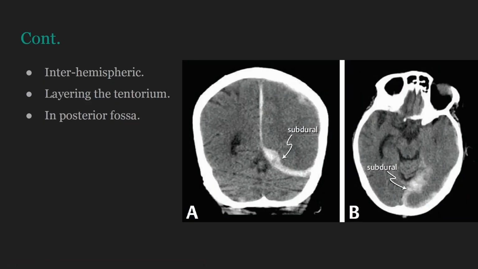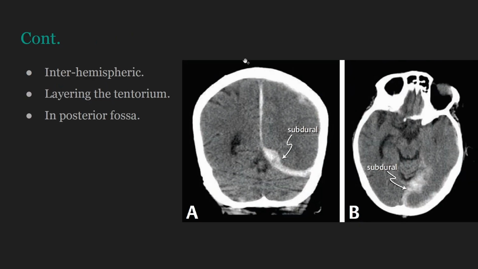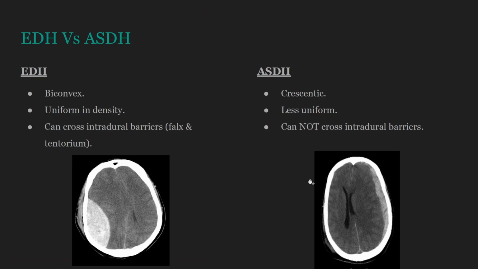So to remember the types, we have the convexity type, which is the most common. It will be a crescentic mass, okay? Then we have the interhemispheric type, the tentorial type, and then the posterior fossa type, okay? Okay, so let's jump in to compare the extradural hematoma and the acute subdural hematoma. As we said in the previous lecture, the extradural hematoma will be biconvex or lenticular in shape, but the acute subdural hematoma will mostly be crescentic, resembling a crescent because it lines the dura from the inside, okay?